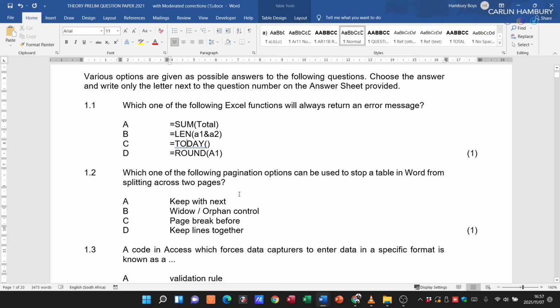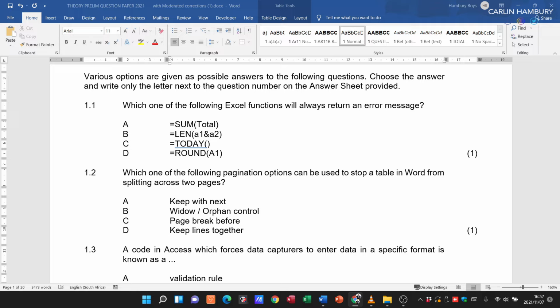1.2, which one of the following options can be used to stop a table in Word from splitting across two pages? Now, we have to look at each one of those options to make sure we understand the options before we select anything. And I'm already just going to go with C and say, well, page break before. We know what page break does. It's going to break that page and move everything before this table off to the next page. So that's not even an option.